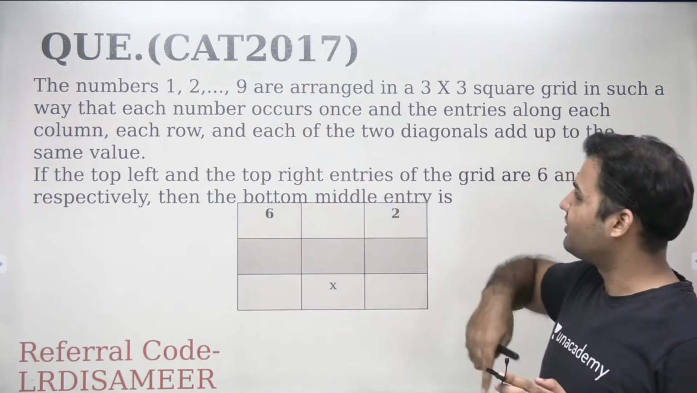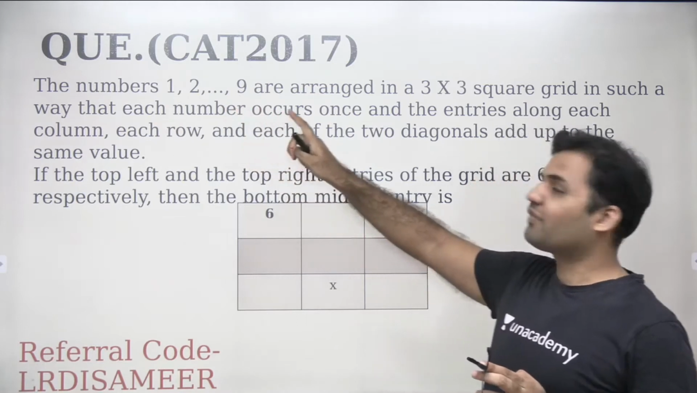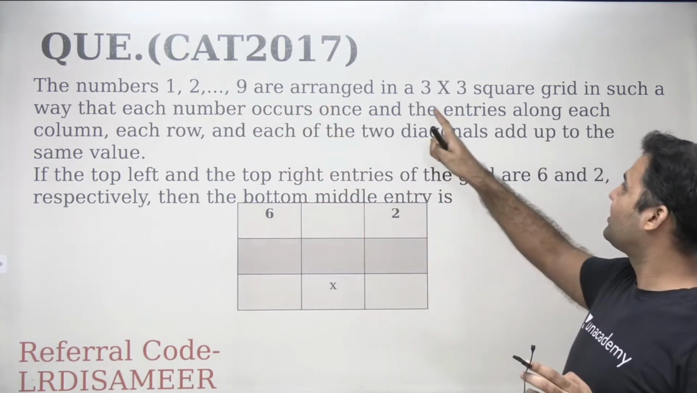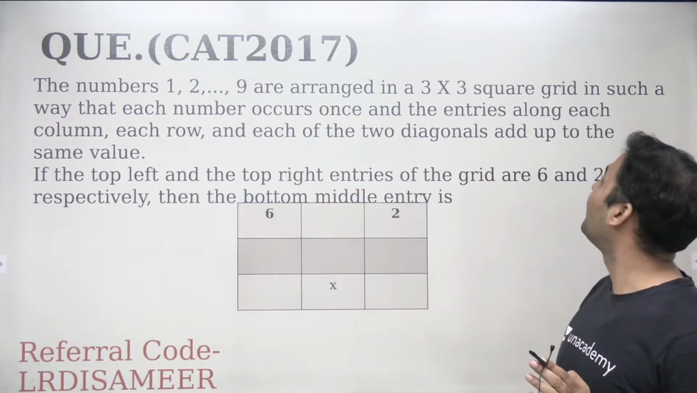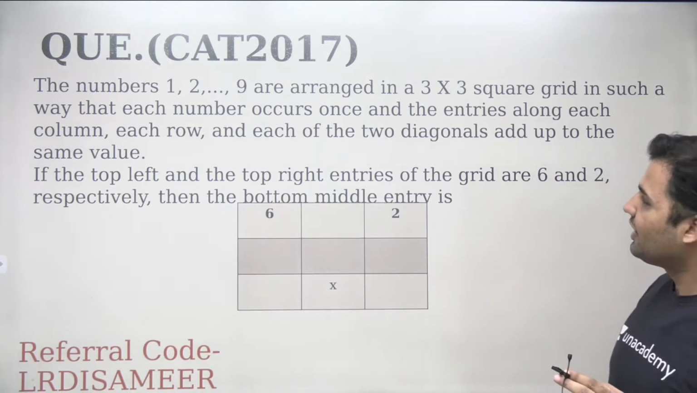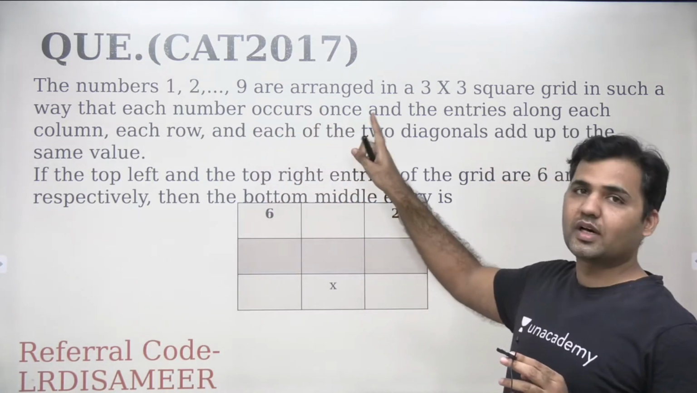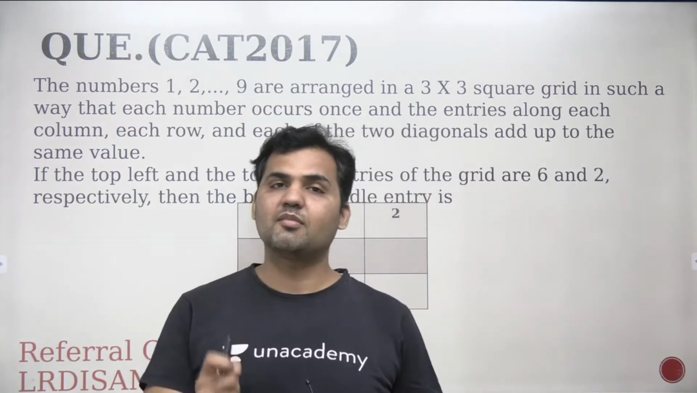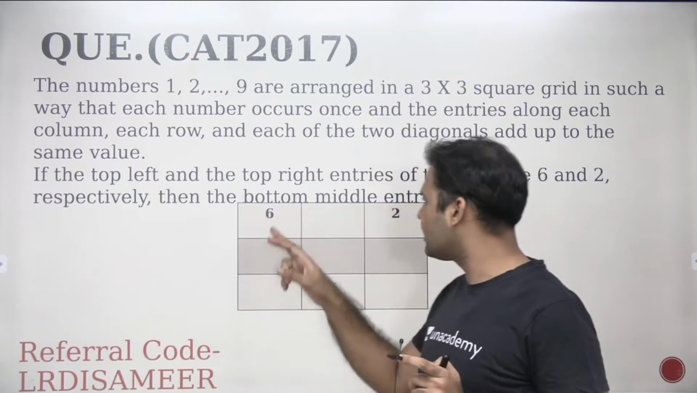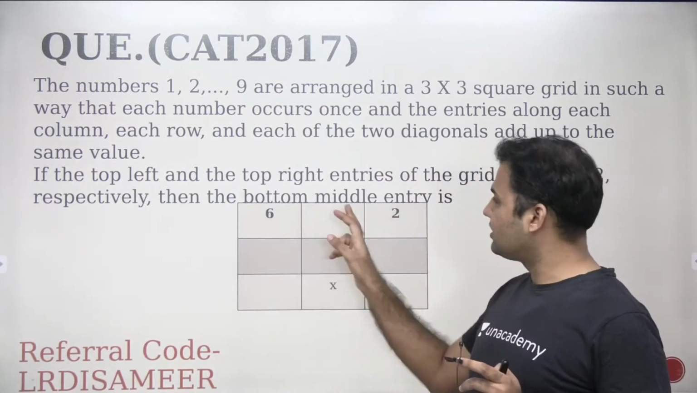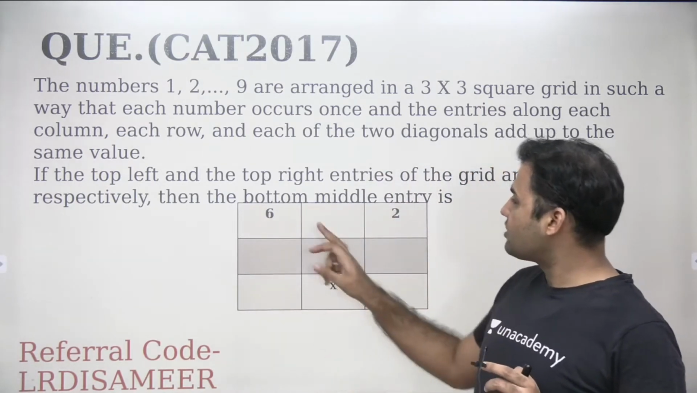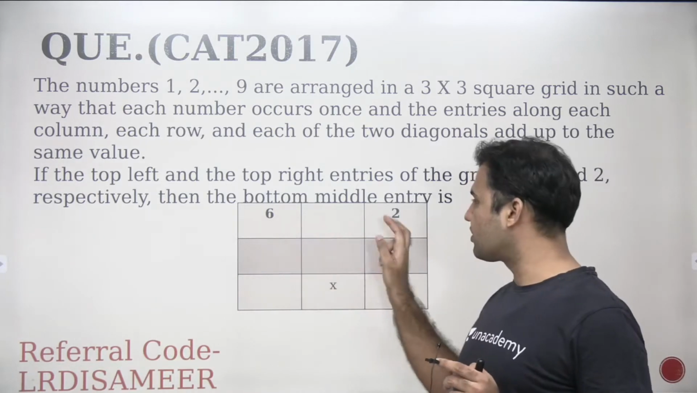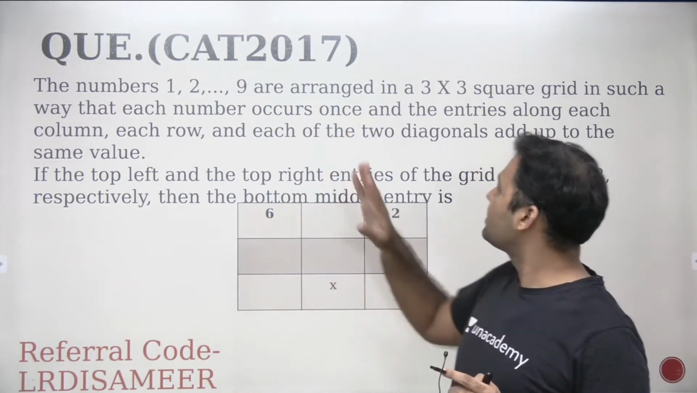Now look at this question. The question from CAT 2017 says the numbers 1, 2, 3, 4, 5, 6, 7, 8, 9 are arranged in a 3 into 3 square matrix in such a way that each number occurs once. That means you are not supposed to use the number twice. Every number will be used once. And we know that in a 3 into 3 matrix, there are total 9 cells. 3 into 3, total number of cells will be 9.